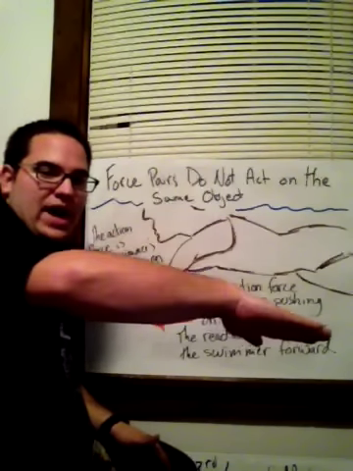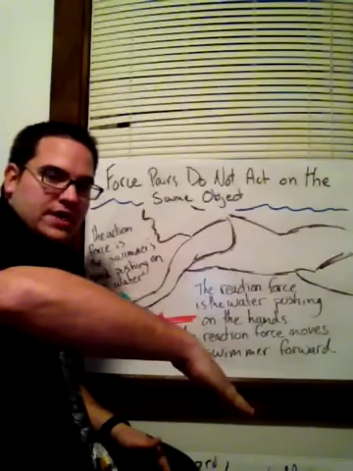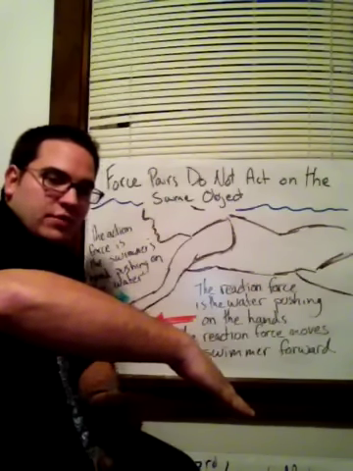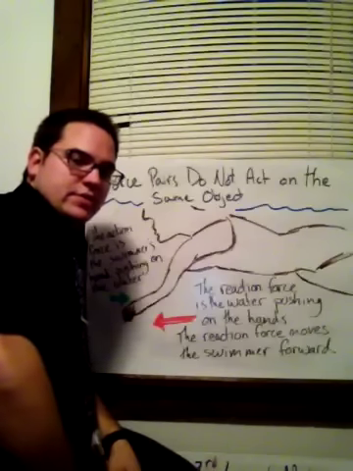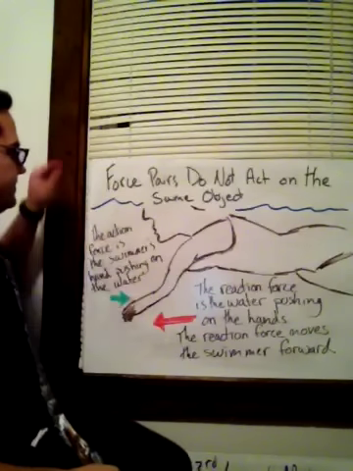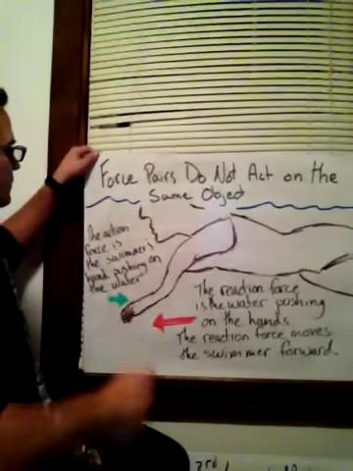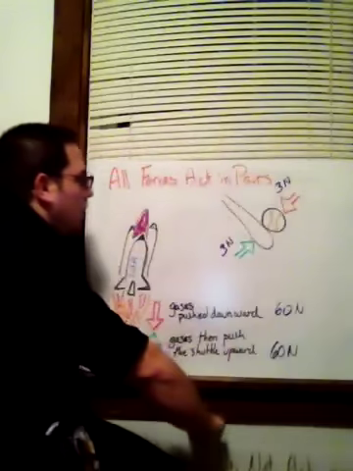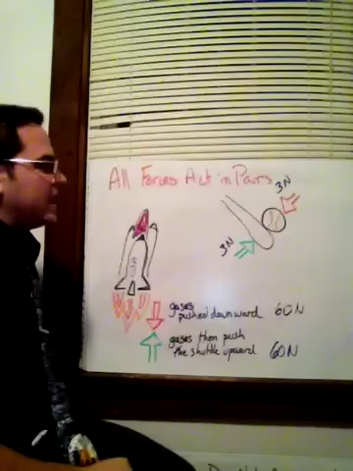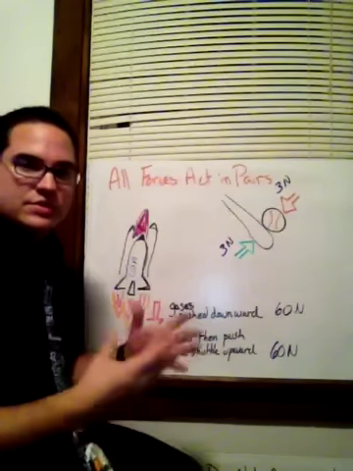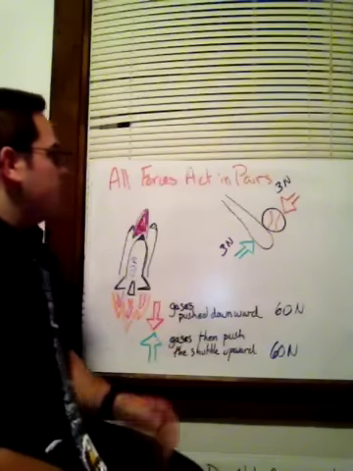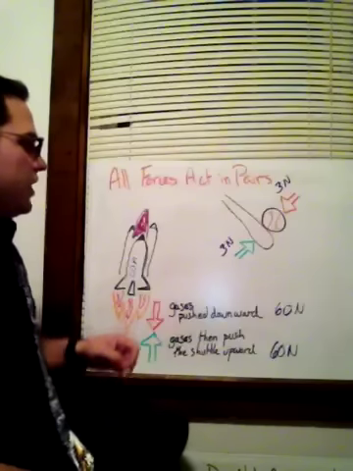So even though my action is the one pulling the water down, the reaction force of the water pushing back on my hand is what actually propels the swimmer forward. All forces act in pairs. Again, it's equal but opposite, but there's always two forces acting as a pair, one against each other.